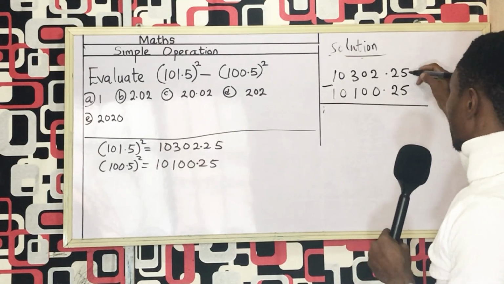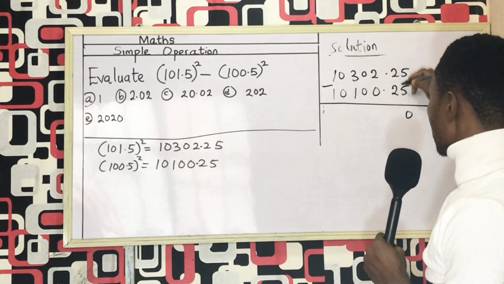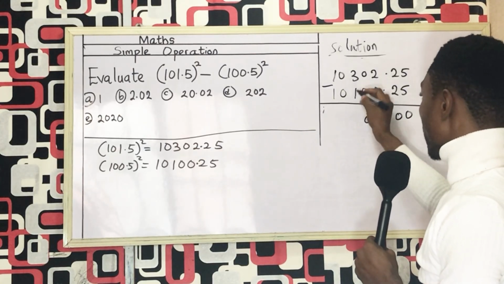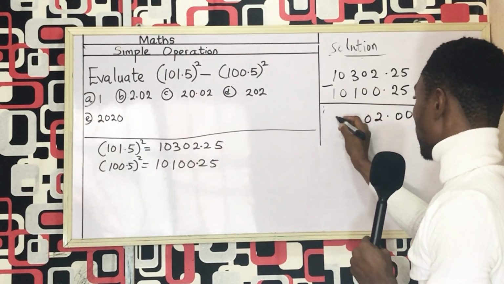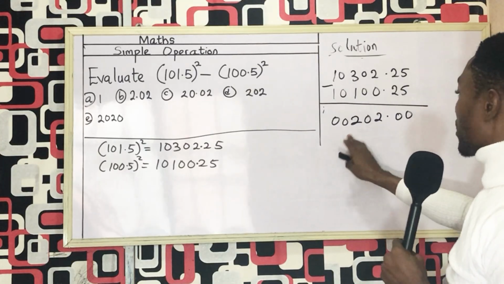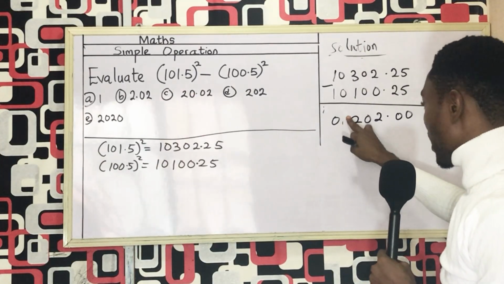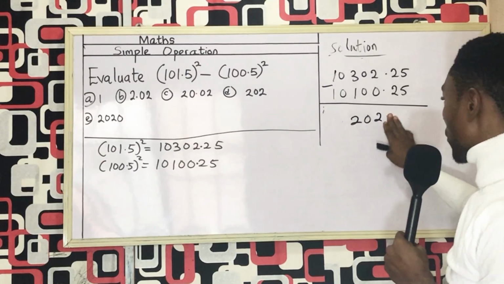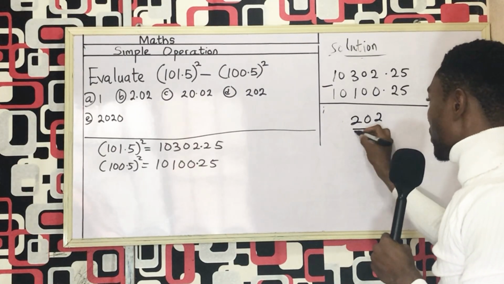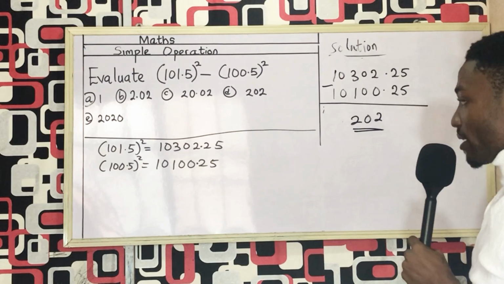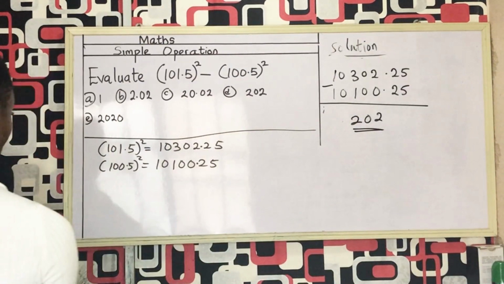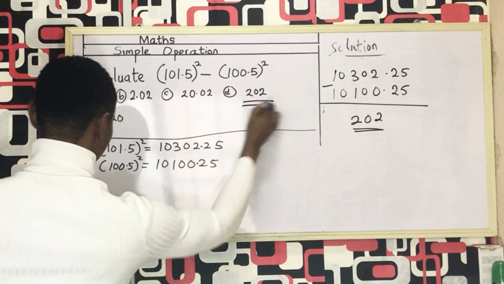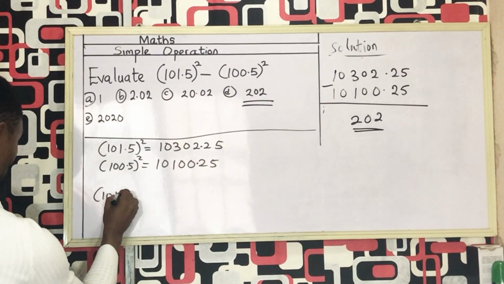Subtract. This minus this is 0. This minus this is 0. Point follows. 2 comes down, 0. 3 minus 1 is 2, then 0 and 0. Zeros before a single digit are insignificant, so we clean them out. Then after the point, insignificant figures, we clean them out. So what's remaining? We have 202. So the operation here gives us 202.